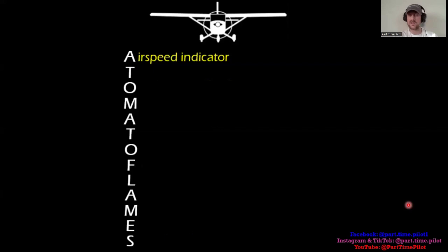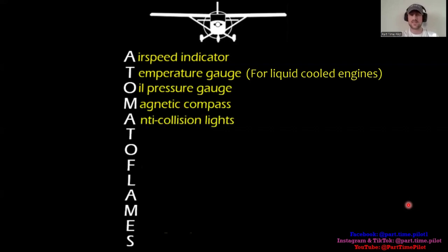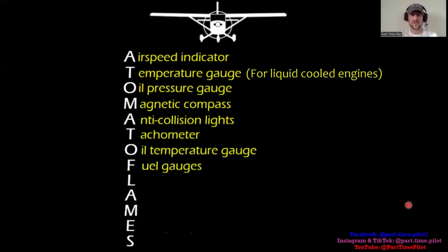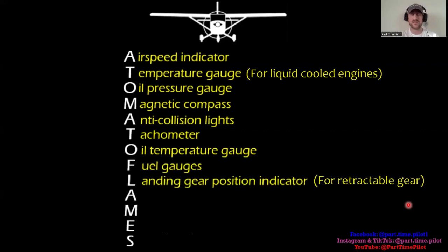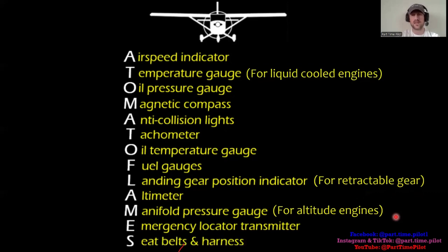The first A is the airspeed indicator. Then we have a temperature gauge, which is required for liquid-cooled engines. We have the oil pressure gauge. We have a magnetic compass, anti-collision lights, tachometer, oil temperature gauge, fuel gauges, landing gear position indicator, and this is for a retractable gear, so aircraft with retractable gear, altimeter, manifold pressure gauge, and this is for aircraft with altitude engines, and emergency locator transmitter or ELT, and seatbelts and harness.